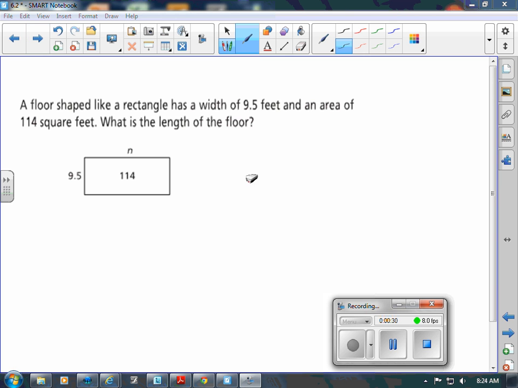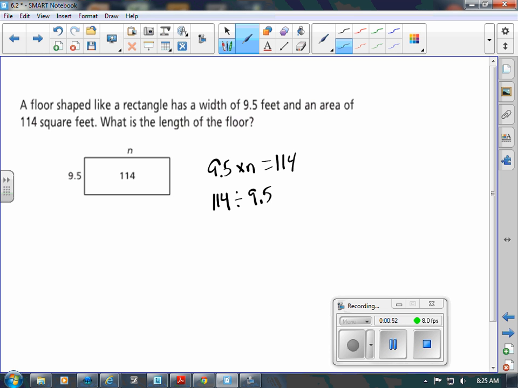Okay, so here's our equation. We have a floor that's shaped like a rectangle. It has a width of 9.5 feet, an area of 114 square feet. We don't know the other length. We want to find that out. So if we did a solution equation, it would be 9.5 times n equals 114. When we go to solve that, we would do 114 divided by 9.5 equals n.